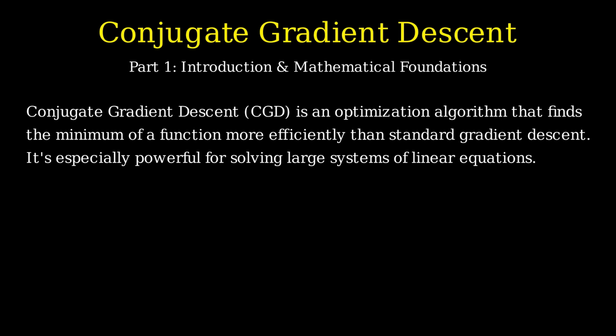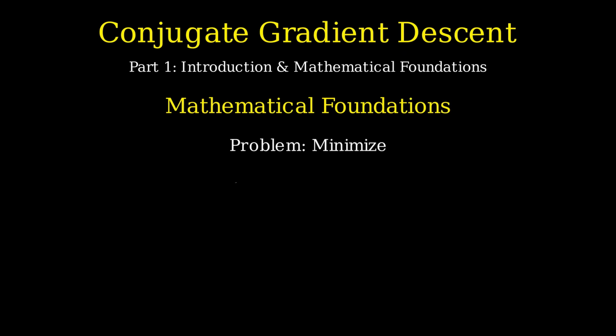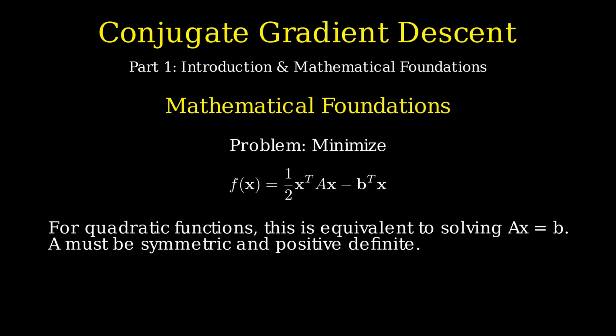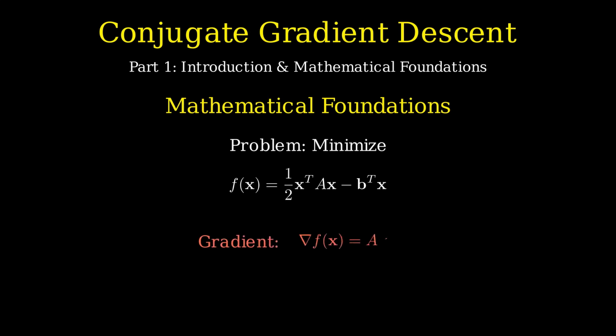Let's start with the math. Don't worry, I'll keep it intuitive. We want to minimize this quadratic function. F of x equals 1/2 x transpose Ax minus b transpose x. Now, if you remember from calculus, minimizing this function is actually equivalent to solving the linear system Ax equals b, where A must be symmetric and positive definite. This is crucial. The gradient of our function is simply Ax minus b.